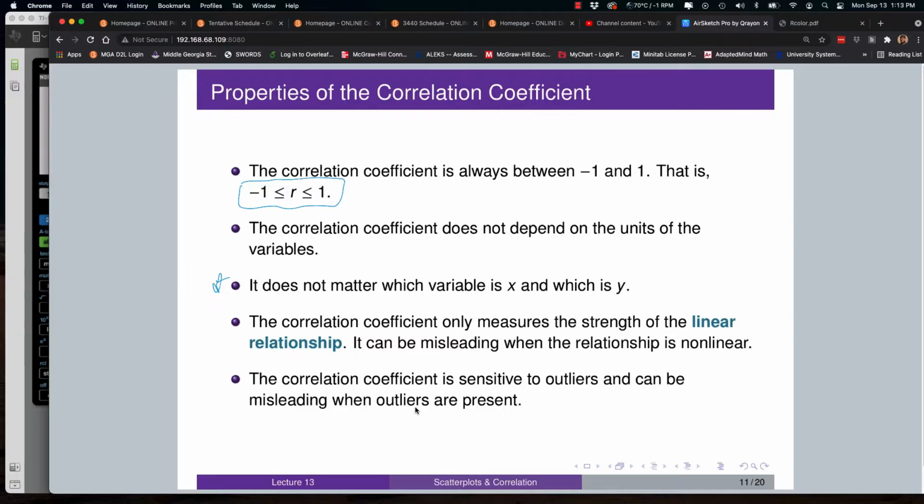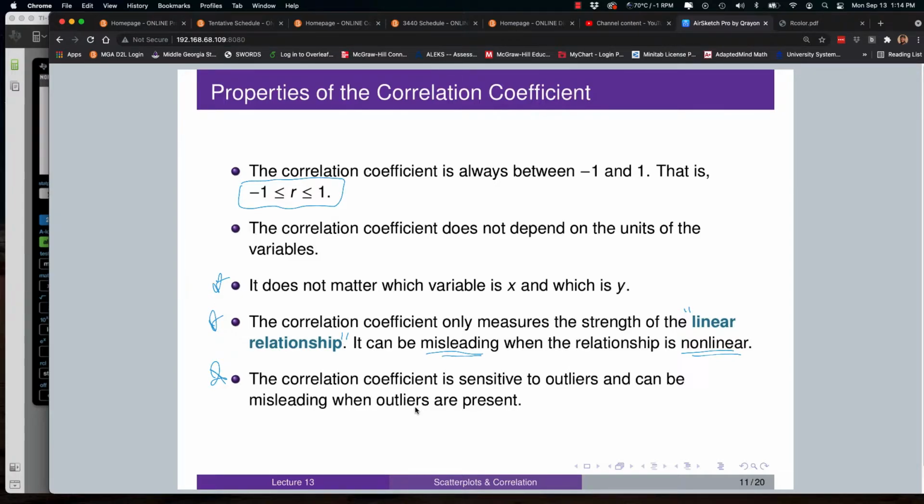The last two bullets here are kind of important and things we're going to talk about a little bit more in a little bit. But the correlation coefficient only measures the strength of a linear relationship. All right. So it can be misleading when that relationship is nonlinear. So when we get a nonlinear scatter plot, that's a bad thing. We don't like that. All right. So it can be misleading when that happens.